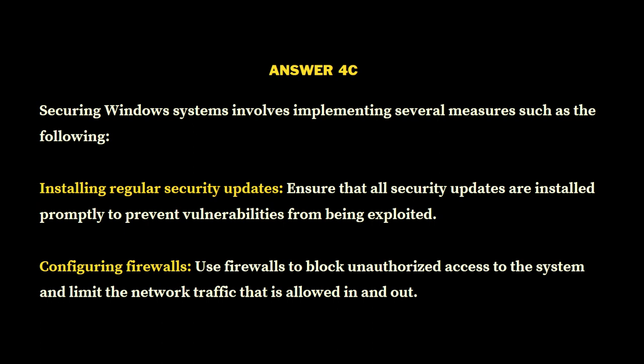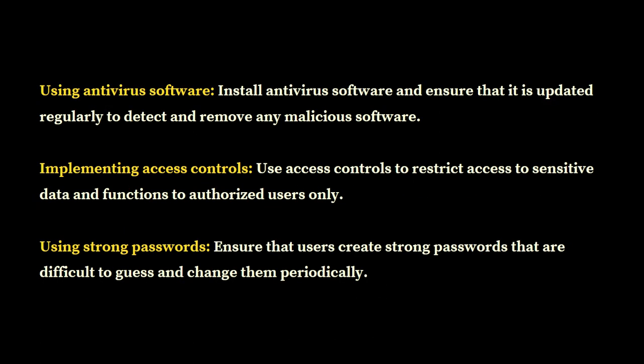Securing Windows systems involves implementing several measures such as the following. Installing regular security updates: ensure that all security updates are installed promptly to prevent vulnerabilities from being exploited. Configuring firewalls: use firewalls to block unauthorized access to the systems and limit the network traffic that is allowed in and out. Using antivirus software: install antivirus software and ensure that it is updated regularly to detect and remove any malicious code.